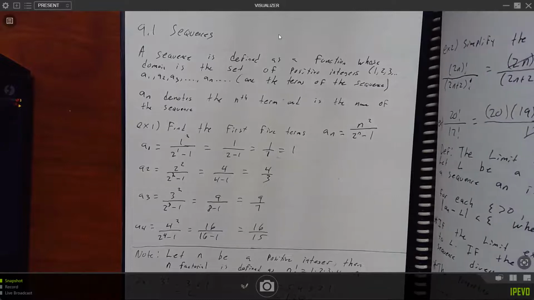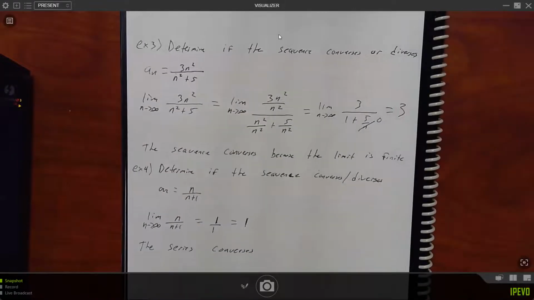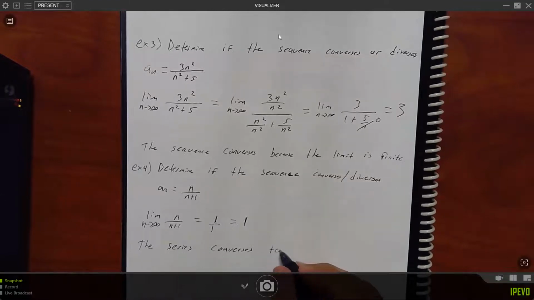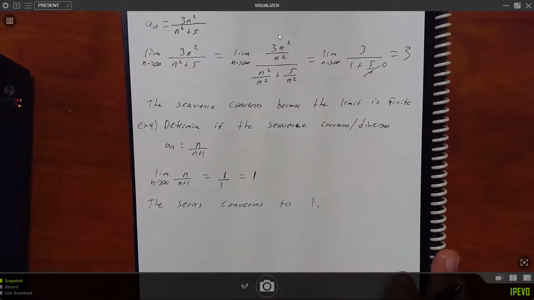That's what we said in the definition earlier. We said if the limit exists, then the sequence converges to L. So we can say that the sequence converges to 1, based on the definition. Now let's do one that doesn't have a limit.